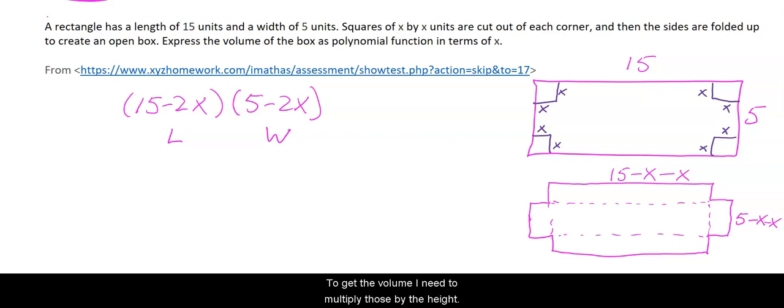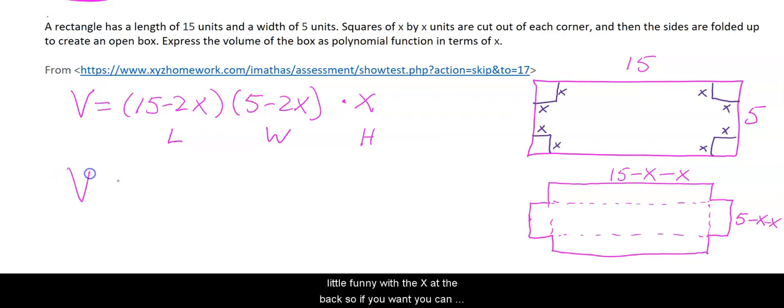To get the volume, I need to multiply those by the height. If I fold up the little flaps, the sticking out rectangular sections, then the height of each little section will be the x that I cut out. So this would be times x. This would represent the volume of the box.